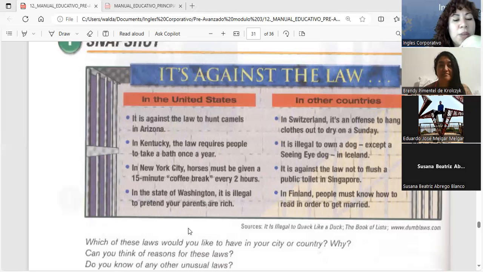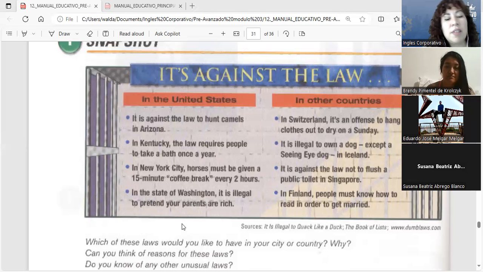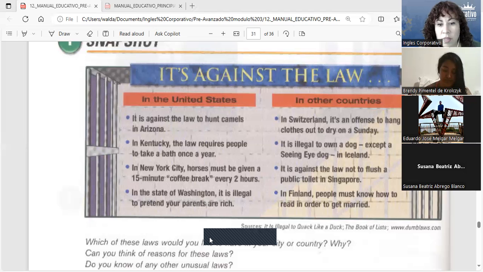Well, what we're going to do is discuss these questions. Which of these laws would you like to have in your city or country and why? Can you think of reasons for these laws? Do you know of any other unusual laws? You're going to be discussing these questions with a group, okay? And I'll send it to you guys right now, so you should be receiving it.